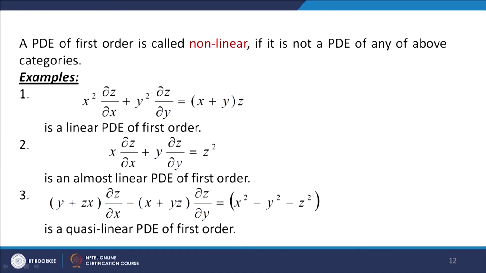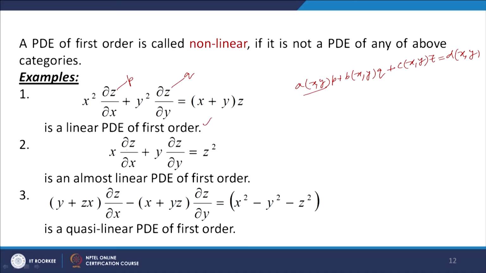Let us look at these examples. x square p plus y square q plus minus (x plus y) into z. This PDE is of the type a(x, y) into p plus b(x, y) into q plus c(x, y) into z equal to d(x, y). Here a(x, y) is equal to x square, b(x, y) is equal to y square, and c(x, y) is equal to minus (x plus y), while d(x, y) is equal to 0.